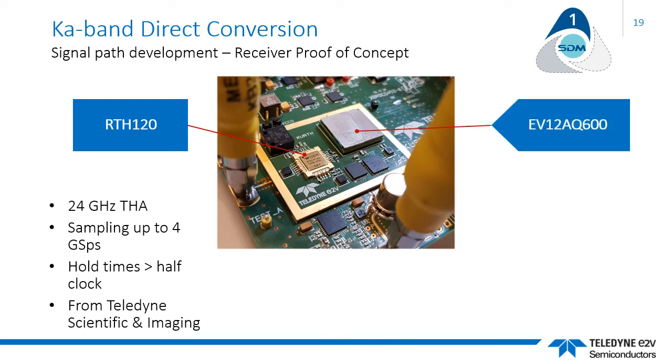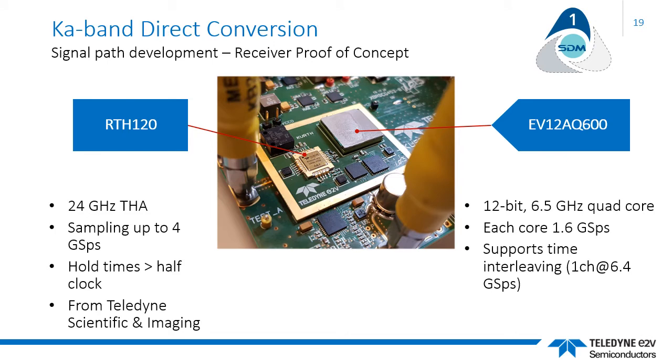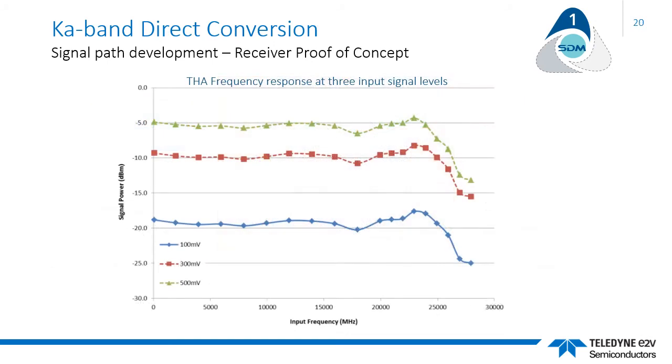The EV12AQ600, as previously mentioned, is a 12-bit converter with 1.5 gigasample quad cores, which has an input sample bandwidth of 6.5 GHz. The core has been designed specifically to support time interleaving of all 4 channels. This chart plots the frequency response of the track and hold amplifier at 3 different input signal levels. And as you can see, response peaks out to about 24 gigahertz.